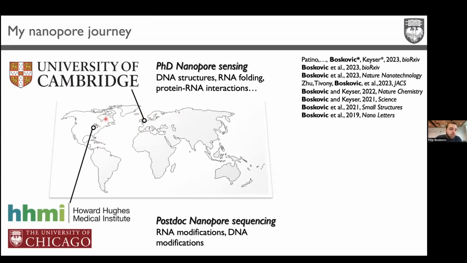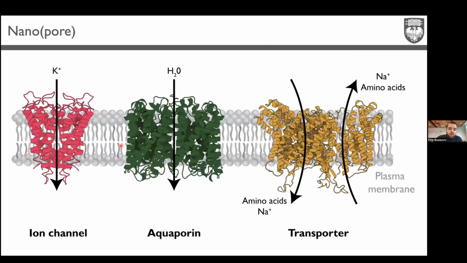And now I moved to Chicago, where I'm at the moment, also working on nanopores, but on the sequencing side. We try to see what chemistry on RNA and DNA, regardless of the type of chemistry, does to RNA and DNA. So we want to map these modifications using sequencing.